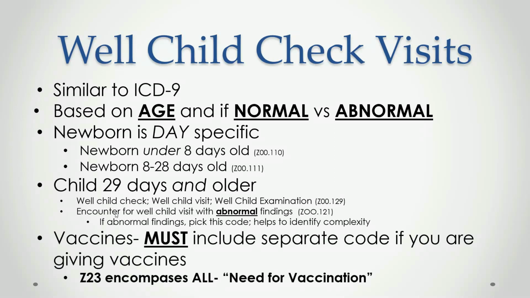Now, if you're giving vaccines, you must include a separate vaccine code, Z23. And the nice thing about ICD-10 is it's no longer specific to the type of vaccine you're giving. This code will encompass all vaccines. Okay. Keywords will be need for vaccination, or let's say you're just giving a Tdap, you can put Tdap vaccine, and that should still give you the same code, which is Z23. But if you remember need for vaccination, you should be good, or Z23.